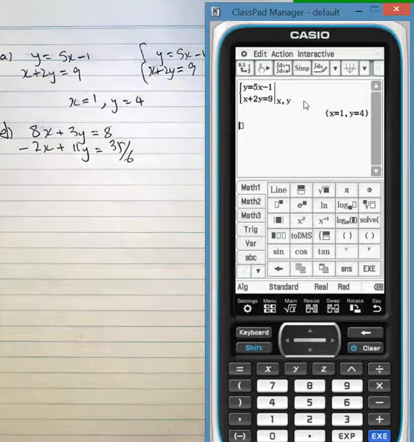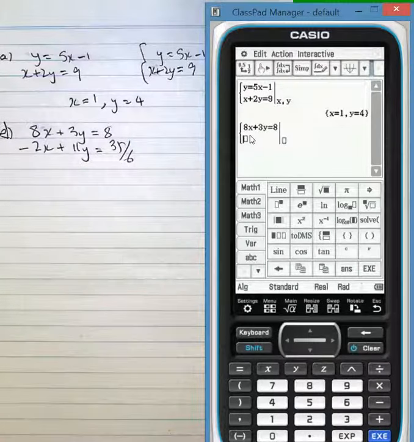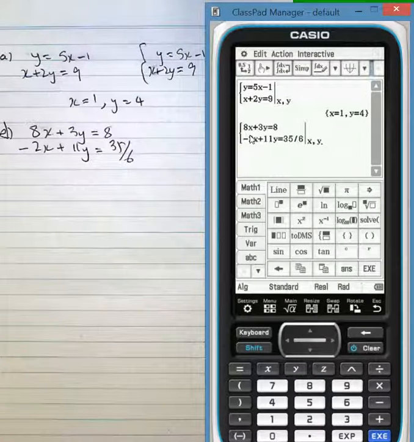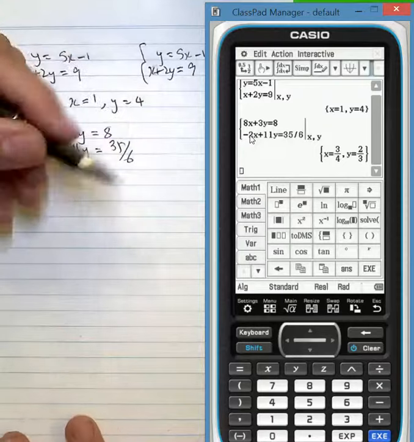We do the same thing. So, curly bracket. And just use the tab. Now your fractions in this format look a little ugly, but it will still work out okay. And you've got to tell it x and y, and we find our answers 3/4 and 2/3.